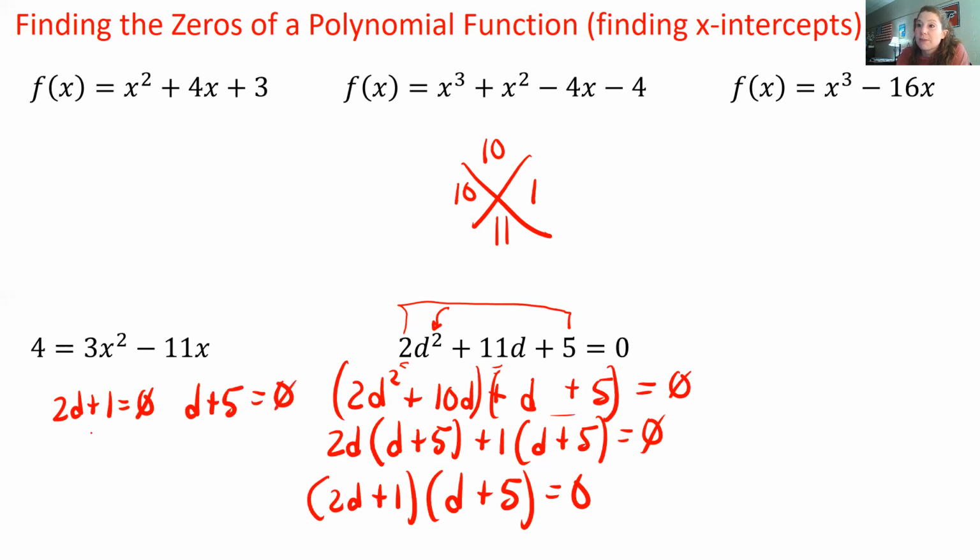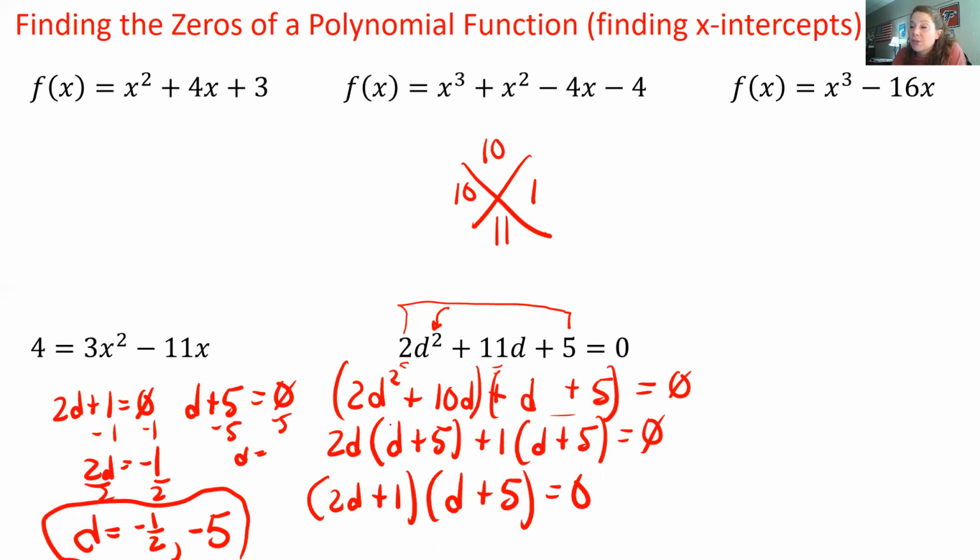So to solve for d, I'm going to subtract 1. So I have 2d equals negative 1. Then I divide by 2. So one of my answers is negative 1/2, and my other answer is negative 5. So if the variable were equal to either negative 1/2 or negative 5, I'm going to get 0 as an answer. You can always plug in and check to see if that's true.